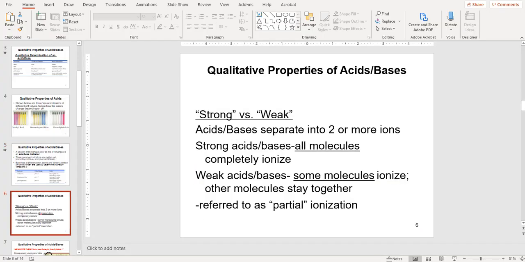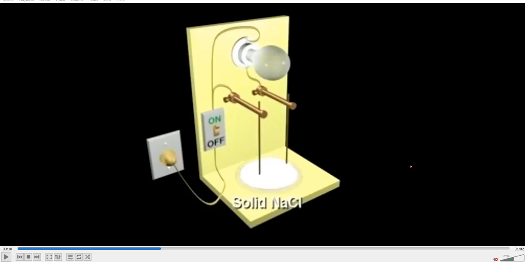Now we're going to get into strong versus weak acids. Now the term strong and weak has nothing to do with the concentration of the acids and bases. It has to do with whether it completely ionizes or not. So let's go back in time and visit strong and weak electrolytes so we can see where the term strong and weak came from.